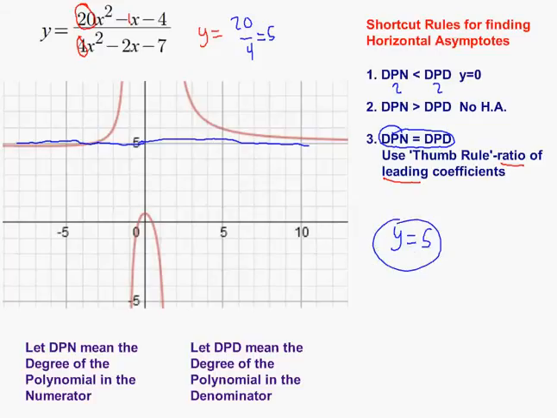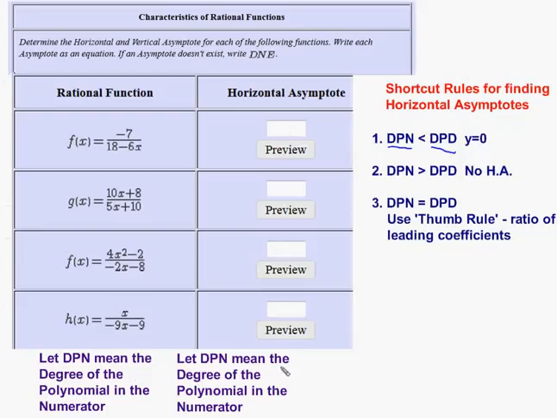So going back to the MathAS question, let's look at the ones that were asked in there. In this example here, the numerator is a constant, and by definition, constants are degree 0. My denominator is linear, so that would be degree 1. In this case, because 0 is less than 1, my numerator's degree is less than my denominator's, and you get y equals 0. So this one would be y equals 0. Let me write that down.